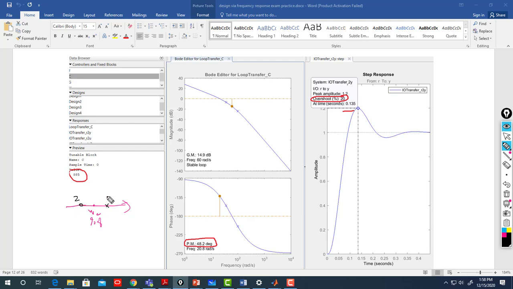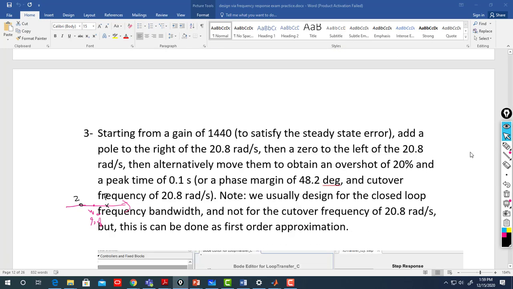Okay. So now what you will do is add the zero and pole to the right and left, as in this schematic here, of your omega C, the omega C that you get here at 885, which reflects your design goal. You add the zero and pole and play with them until you satisfy your requirement. And that's what they are telling you to do in this step.